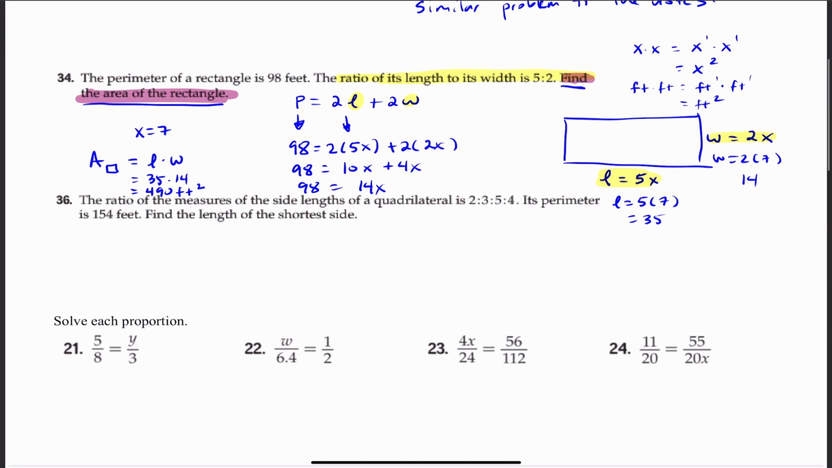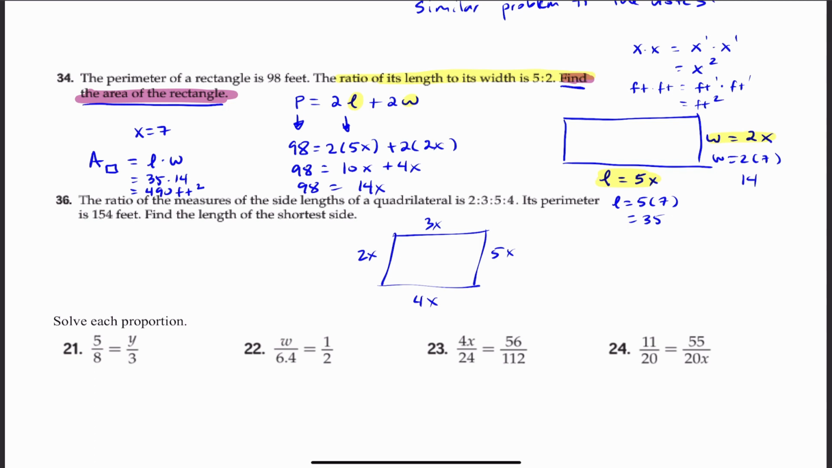Okay? And then the ratio of the measures of the side lengths of a quadrilateral is 2 to 3 to 5 to 4. Its perimeter is 154 feet. Find the length of the shortest side. Okay, so I think you're able to do this on your own. Here's a quadrilateral. It's just a 4-sided figure, and you can call this 2x, 3x, 5x, and 4x. Know that with the quadrilateral, it doesn't have to be the same size as shown here. It's very, very generic. You don't know which ones are congruent. Do that. 2x, 3x, 5x, 4x.